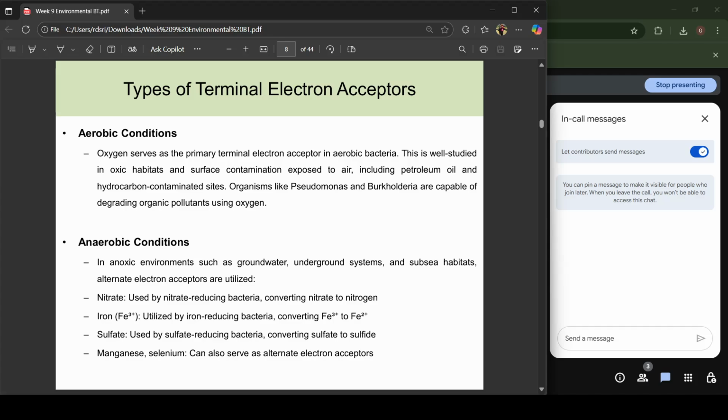When talking about anaerobic conditions, we have anaerobic conditions in groundwater, because it is not exposed to air, other underground systems, and subsea habitats. We all know that when we have a water body, only the top surface is going to be in contact with air, and there is going to be exchange of oxygen. So only the top part is going to be aerobic. When we move further down across the depth of the water body, it slowly turns into an anoxic site, and here we will have anaerobic degradation.